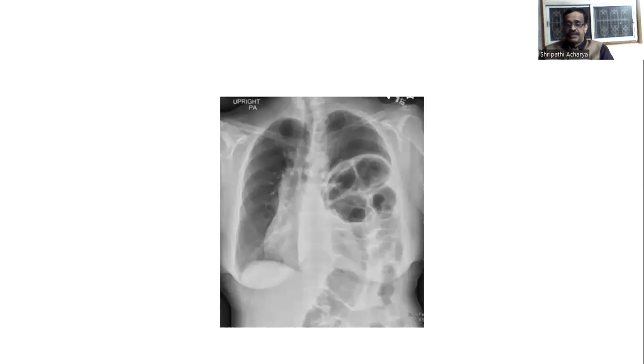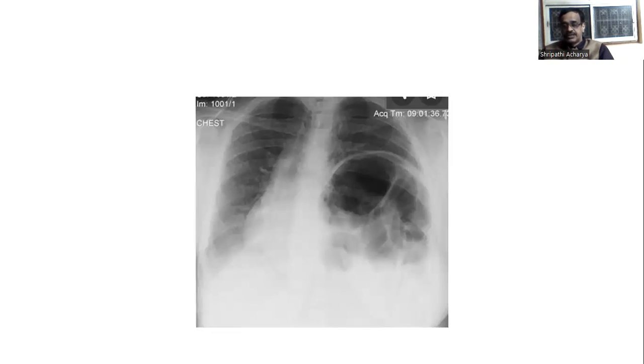Another case of eventration, you can see the air shadow of the colon in the thoracic cavity, left side, isn't it? This is a case of eventration. This is a congenital condition where there is a laxity of the diaphragmatic muscles. Another case of eventration, you can see the stomach contents in the thoracic cavity, the left side. You can see that it is a case of eventration.